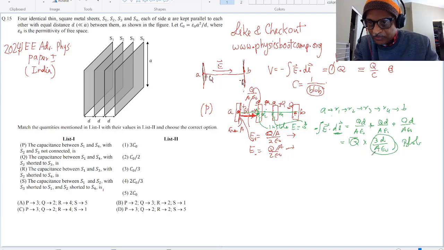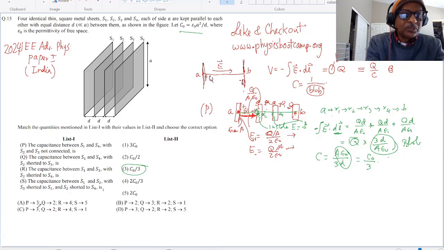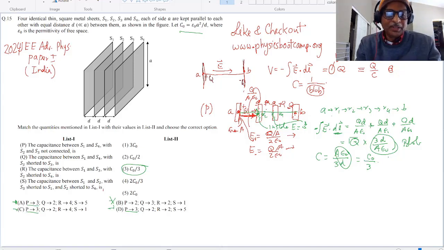All right, so you get 3D over epsilon naught. So the inverse of that, C in this case will be A epsilon naught over 3D. And this part they're calling C0. Okay, so C0 over 3. So C0 over 3 is this choice, not that. So those are the P values. That's okay. Now we can do Q.